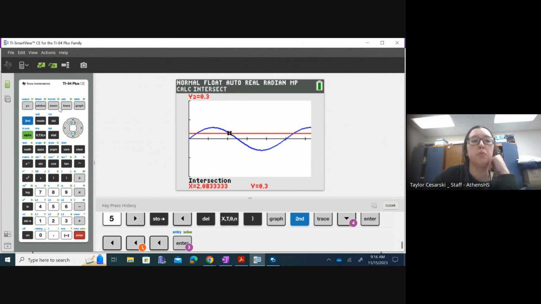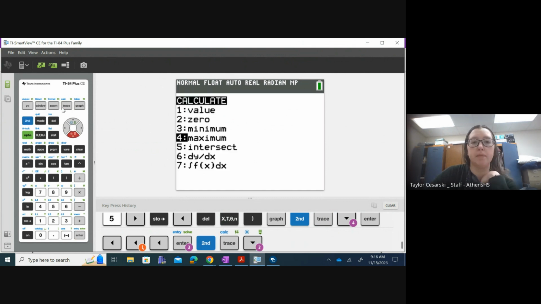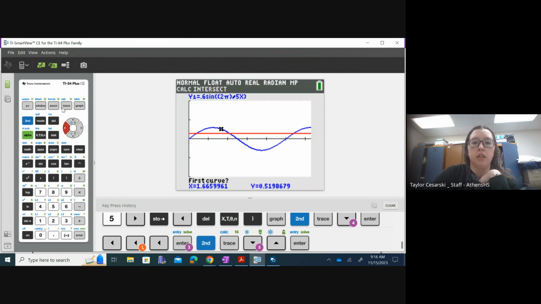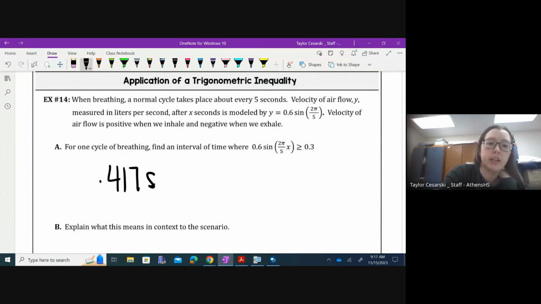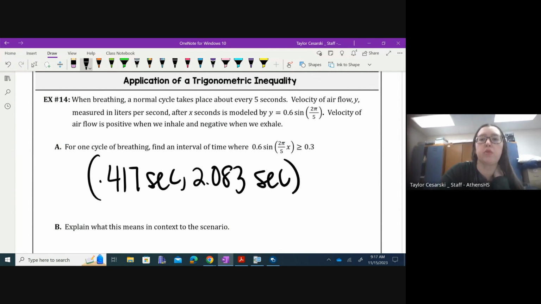So the biggest one is 2.083, and then I can do it one more time to find the first value, which gives me 0.417. So from 0.417 seconds to 2.083 seconds, that is when it's greater than 0.3. So in context, from 0.417 to 2.083 seconds, that's when my velocity of airflow is greater than 0.3. Okay, that's essentially what you're saying in the context of the scenario.